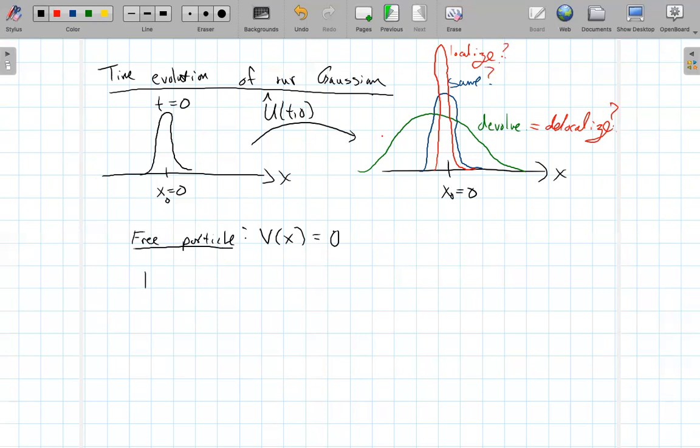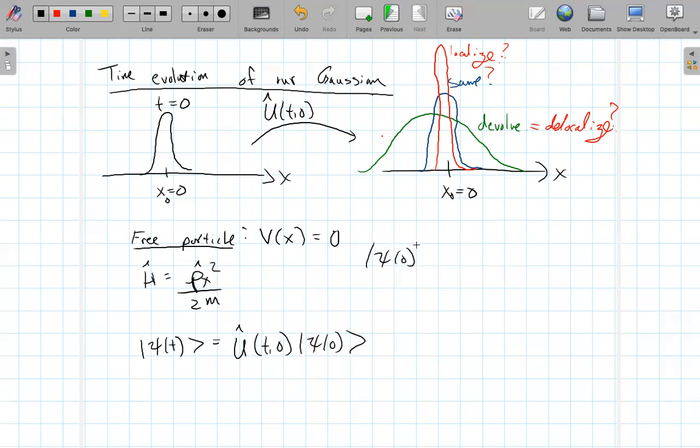Good. So what this means then is that our Hamiltonian is equal to the momentum operator squared divided by twice the mass, because again, the potential is equal to 0. So this is now our Hamiltonian. So basically, we're going to look at our time evolved states. Now, again, we know our time evolved state is going to be equal to the time evolution operator acting onto the time equal to 0 state, where in this case, we want to take our time equal to 0 state as our Gaussian wave packet.